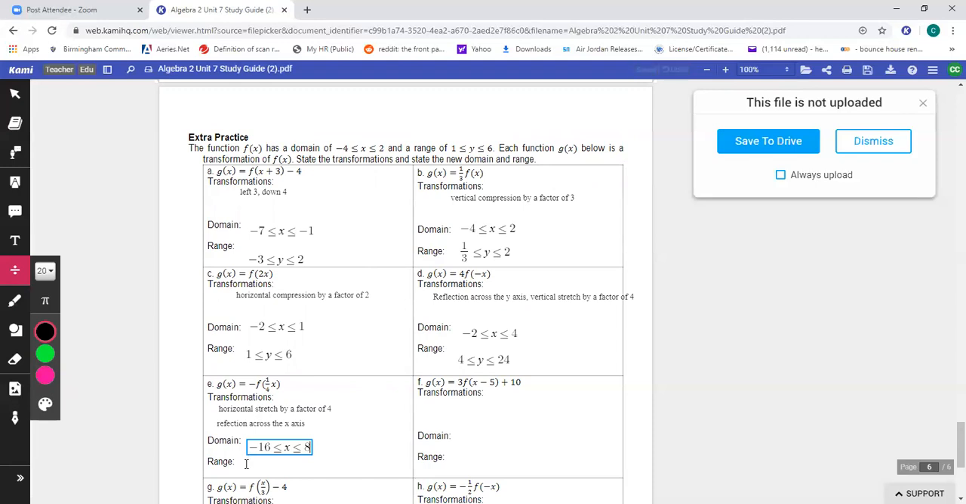And then your range, if it's a reflection across the x-axis, then that means you just switch the signs of your y values. So this is going to be -6 is less than or equal to y less than or equal to -1.